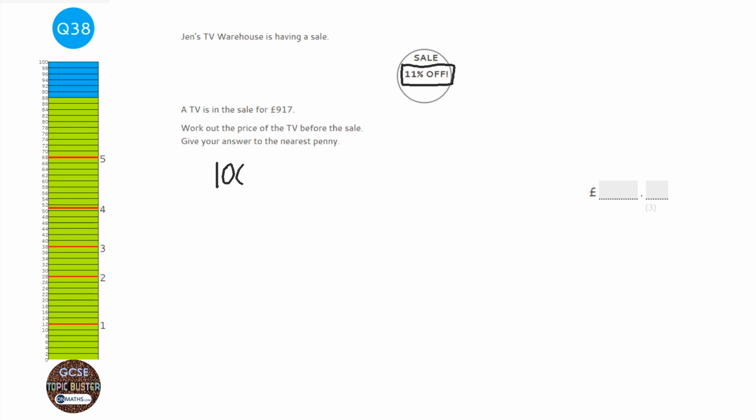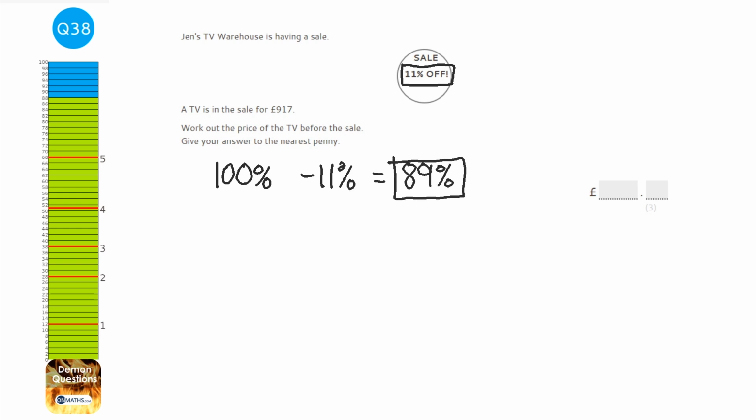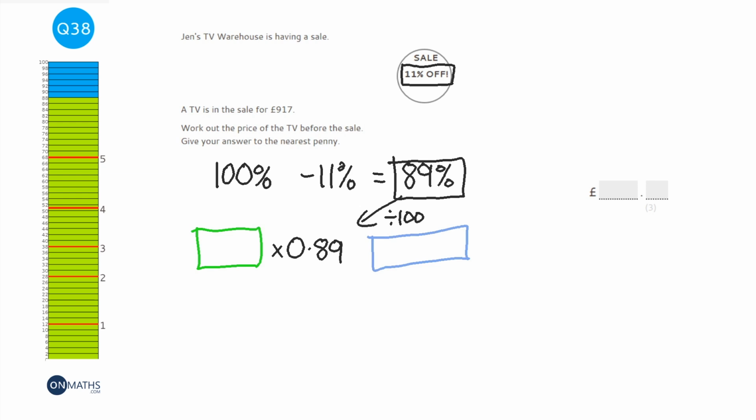We always start off with 100%, always, and 11% off would have taken away 11% from that. So that's going to leave us with 89%. Now, 89% is not a multiplier yet. All you need to do is divide it by 100 to make it a decimal. So on your calculator or in your head, divide it by 100 and you get 0.89. And that's a multiplier because all we need to do is put any number in here, we times it by 0.89, and it gives us what the new number is with 11% taken off.